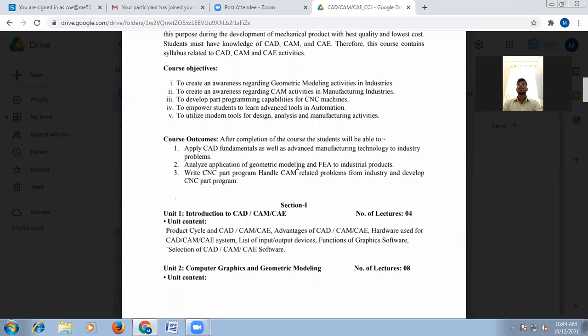Okay, then empower students to learn advanced tools in automation. So actually in current industry 4.0, that is automation 4.0, has now started. So how the machines are going to advance, that part we will cover in this automation part. Once we have completed this automation part, you should know how to use advanced tools for the automation system. We are reducing the number of workers for a particular machine.